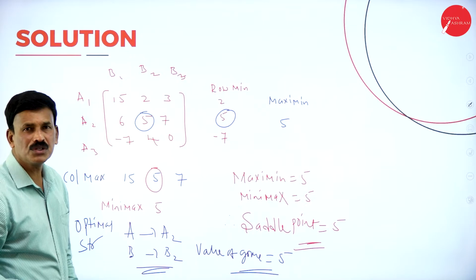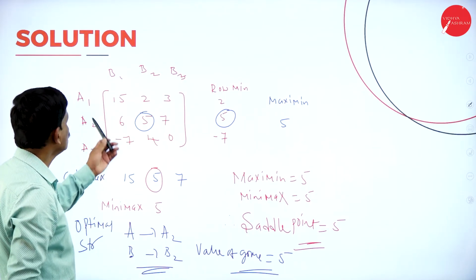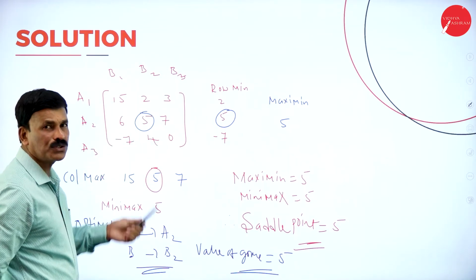So this is how we are going to solve. Very simple problem. I will explain once again. So this is the problem given. First find out the row minimum.